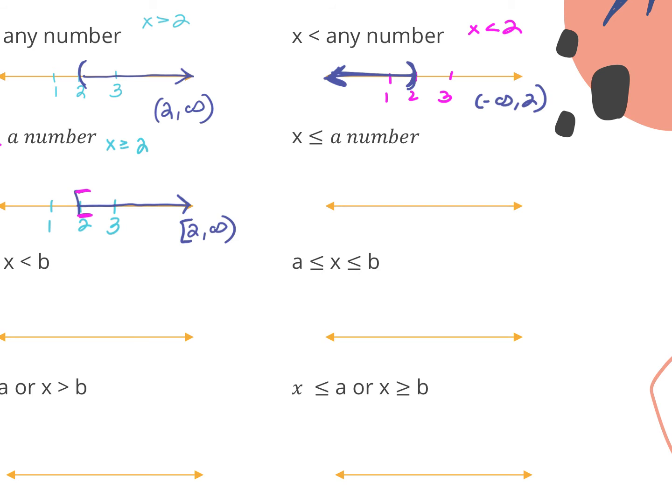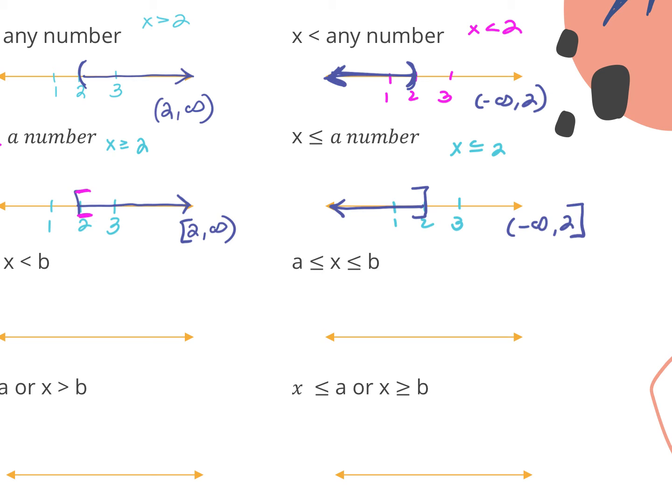If it was x is less than or equal to a number, so let's say x is less than or equal to 2, I would do the same thing. 1, 2, 3, less than or equal to now gets a bracket, and I would point it less than, which is left. This would be negative infinity to 2 with a bracket on the 2. So the parentheses is always on infinity because you can't include infinity because it's not a number. So infinity and negative infinity will always get a parentheses, never a bracket. But the bracket goes with the or equal to, and the parentheses goes with the not or equal to.